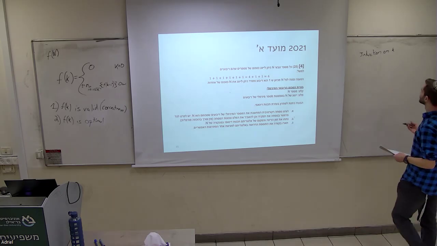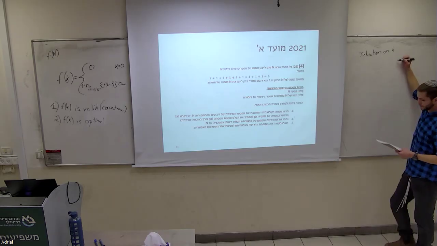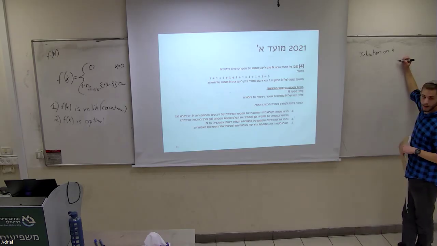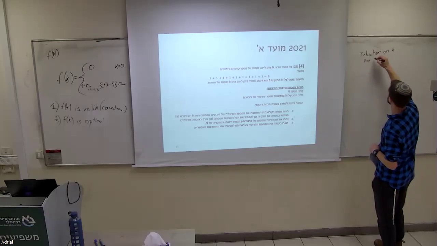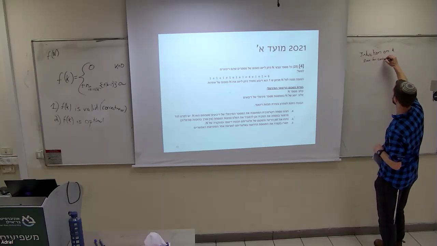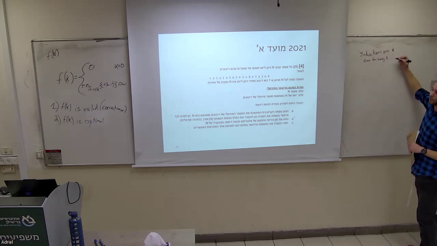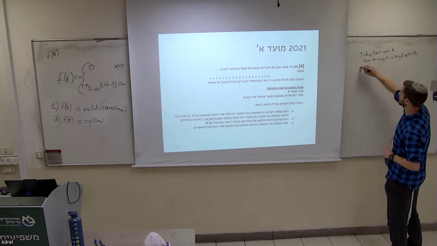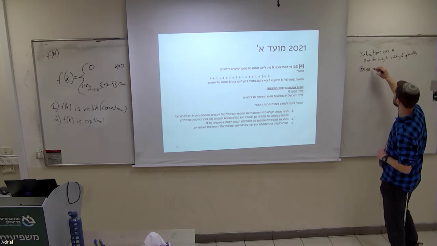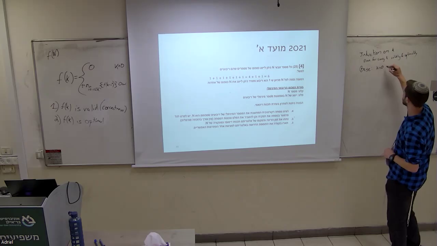All right, so we're doing induction on K, right? And we have to prove two things. So we have to prove, for every K, what? We want to prove validity and optimality. Anyways, what's our base case? Base is K equals 0.